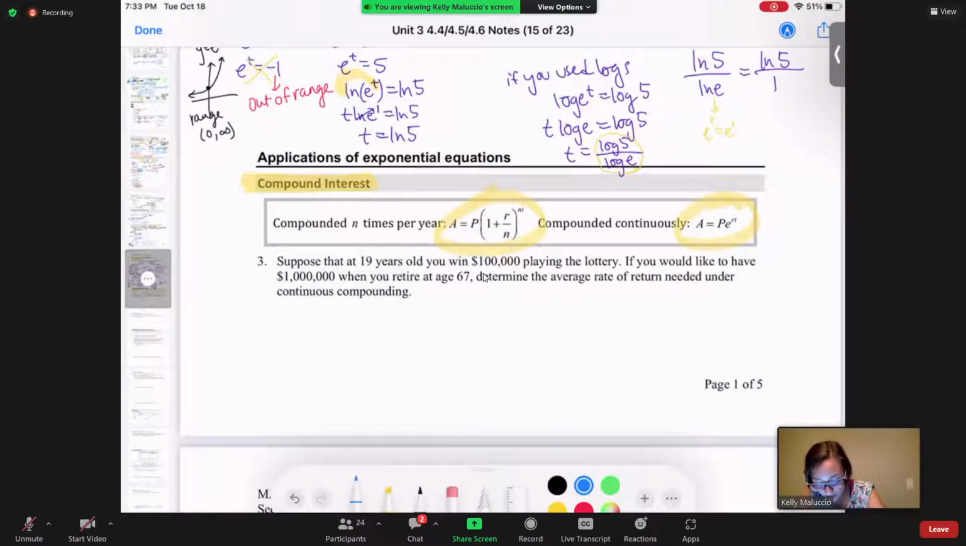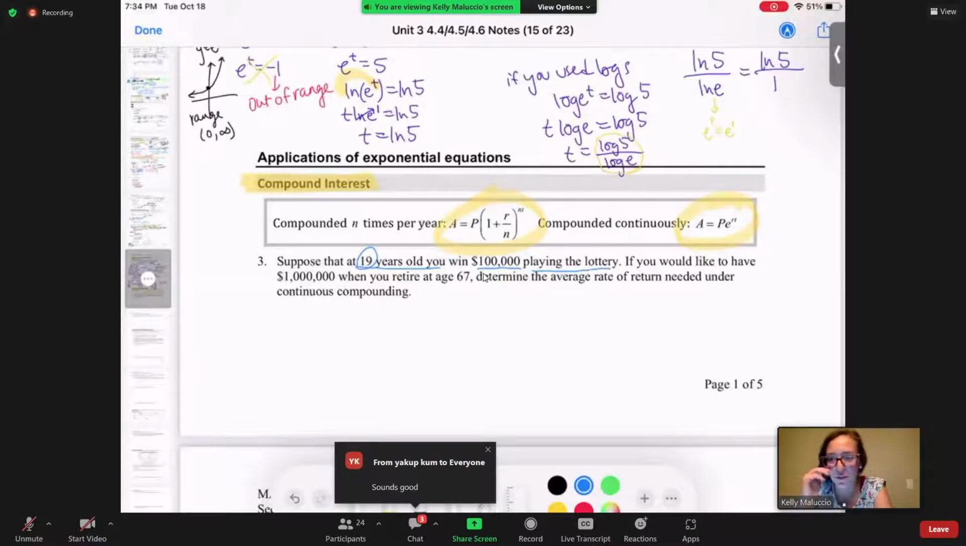Number 3 says, suppose that a 19-year-old you, oh, wow. All right, we're throwing it back. Or maybe some of you are 19 or were recently 19. But 19 years old you wins $100,000. Dear gosh, wow. We're just pretending our life was better than Scooby's last night.